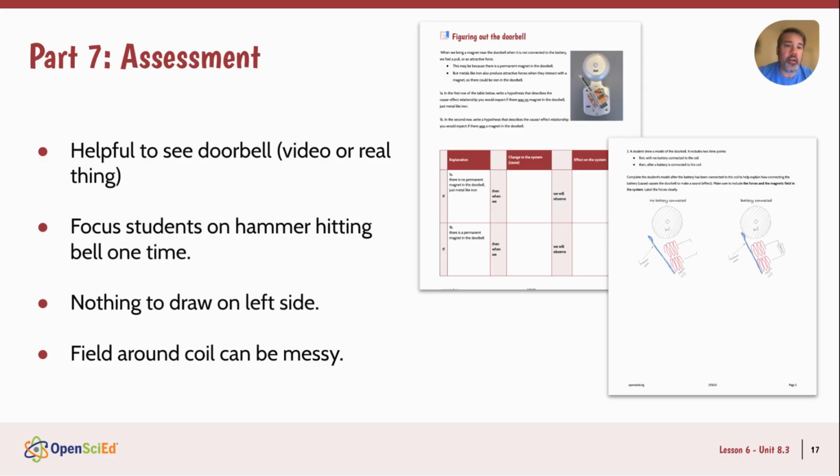There is nothing they are going to draw on the left side. That can be kind of confusing for students because they probably feel like, I actually need to draw something. But by design, there shouldn't be anything that they're drawing there. The field around the coil is going to be a little bit messy, and that's okay, because drawing fields around coils can be a little bit tricky.